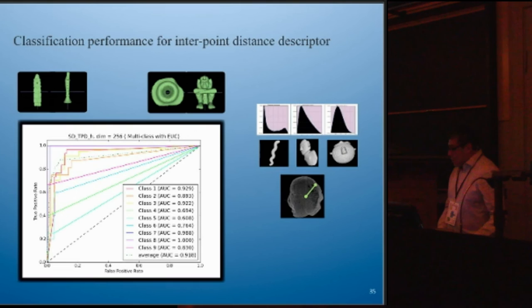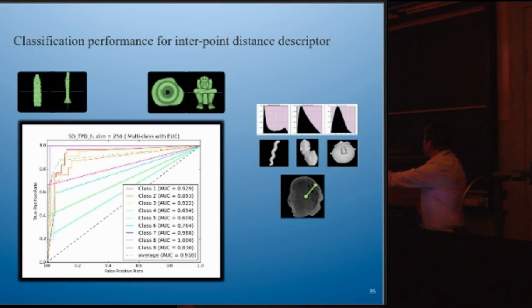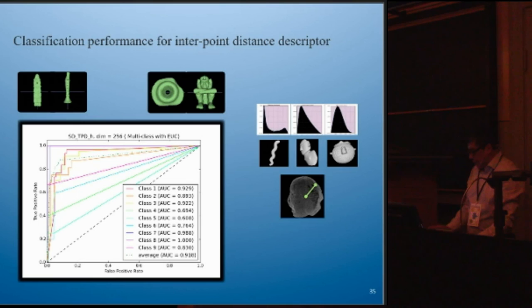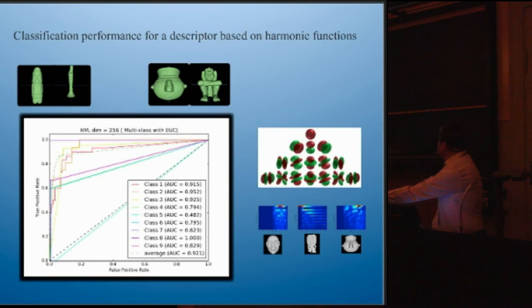In this first experiment we have the interpoint distance, the first descriptor that we used. You see that in this graph we have a lot of classes in this region, which means that we are actually obtaining almost random results. So this is not a very good descriptor. It's good for these classes on top, but for these classes of objects it is not really good. We have now the second descriptor, the harmonic functions, which improves, but is still not perfect.